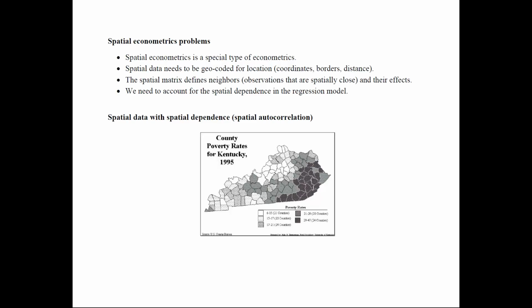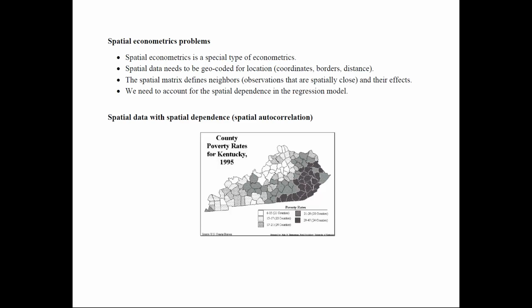So next, take a look at this graph that I have here. This is the state of Kentucky in the U.S., and we have counties in this state. What's plotted on there is the poverty rates in these counties.